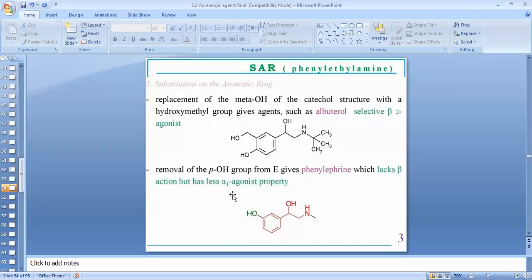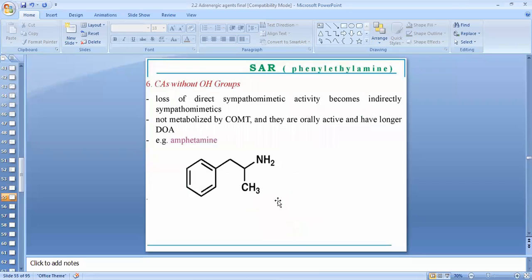Then the removal of the para hydroxyl group. We removed this hydroxyl group, and it will give phenylephrine, which lacks beta action but has less alpha agonist activity. If we remove the hydroxyl group from this position, it will lack beta action, but to a lesser extent it is going to show alpha 1 agonist activity.